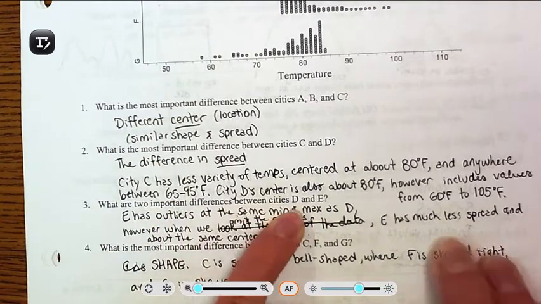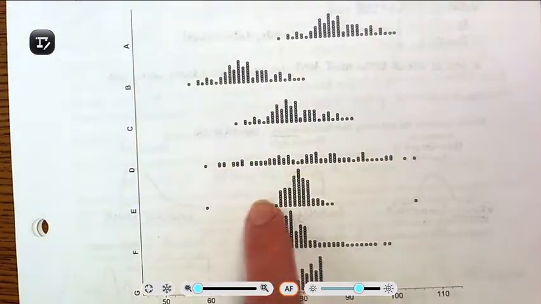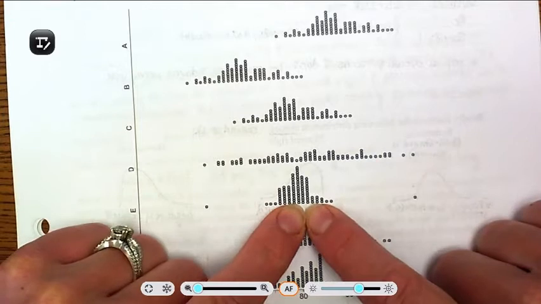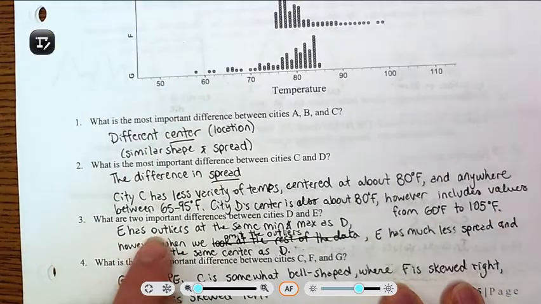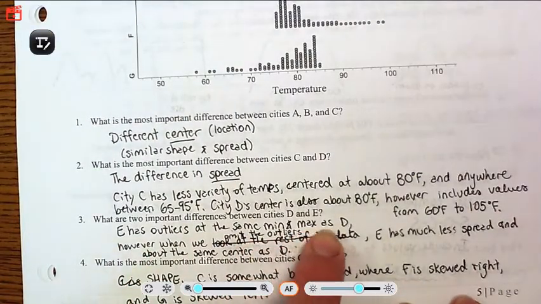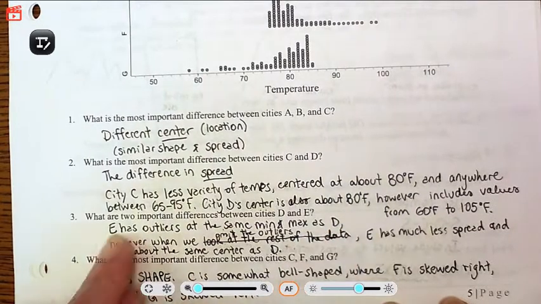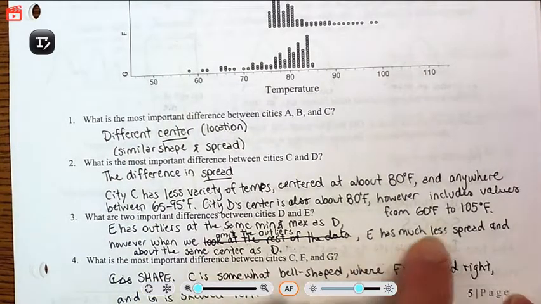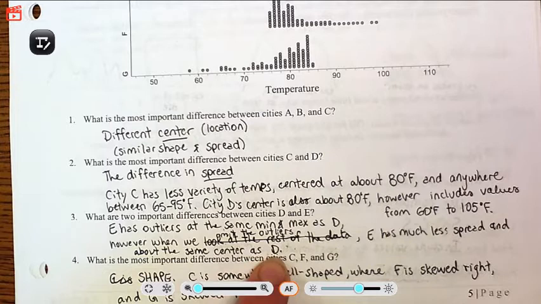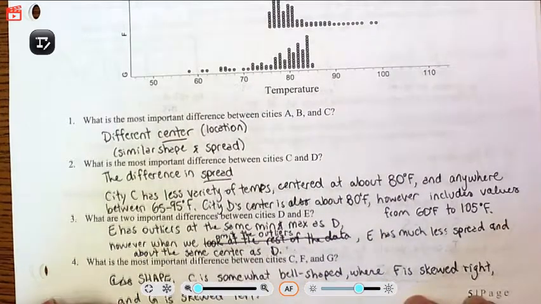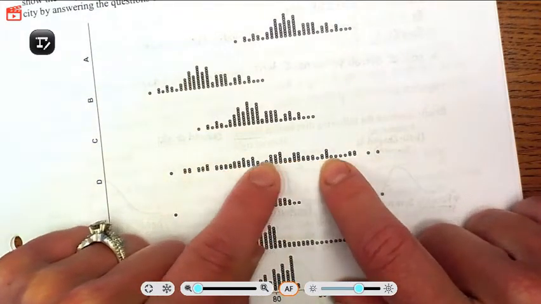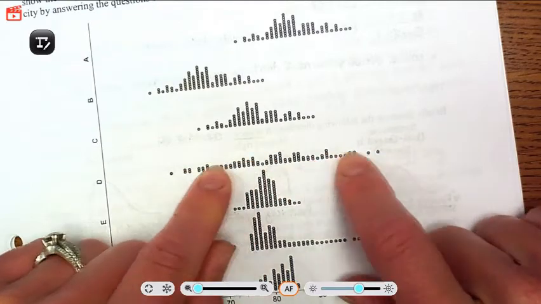What are 2 important differences between D and E? Well, we can't say that the min and max are much different, but everything else in between is much more condensed in E than it is in D. So we have a difference in shape. E has outliers at the min and max, the same min and max as D. However, when we omit the outliers, E has much less spread and about the same center as D. E is mound-shaped, and D has generally much more spread, and it is more uniform.